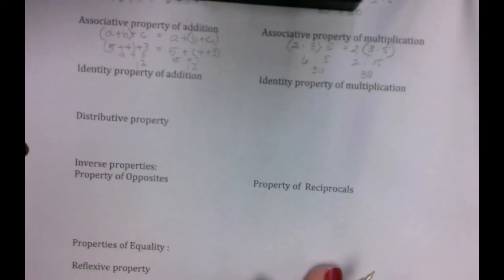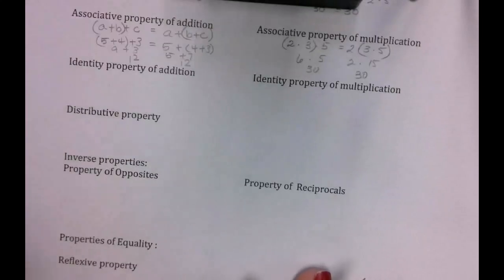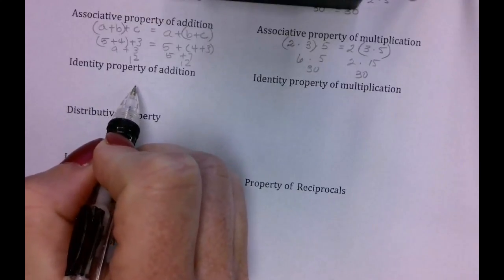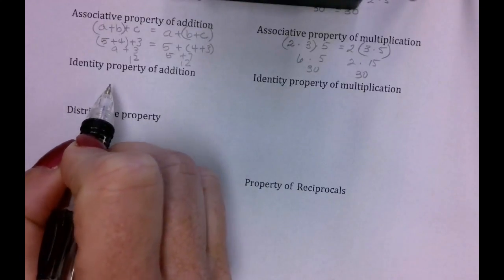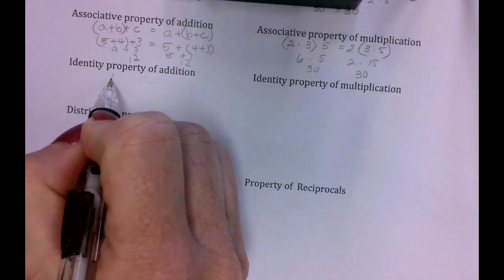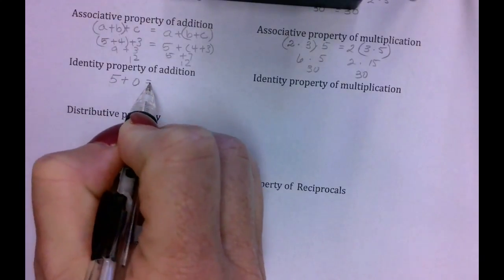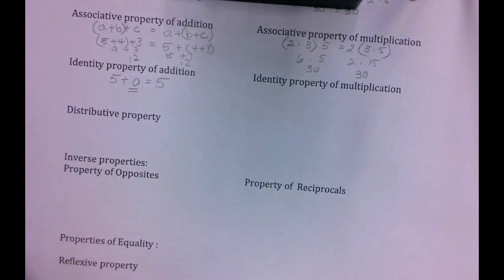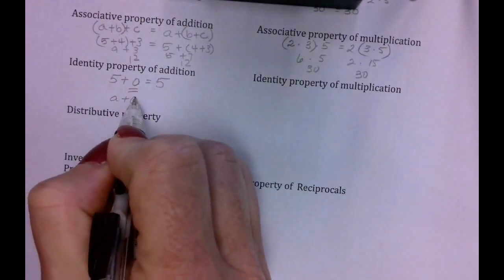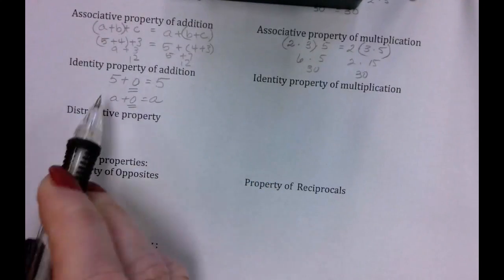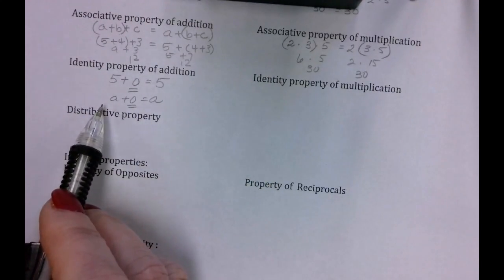The identity property states that in addition, there is one value that if it's added to any number does not affect its value. And that identity number is 0. So the identity of addition would be shown as 5 plus 0 or A plus 0 is equal to A. That identity value is 0. So this shows the identity property.